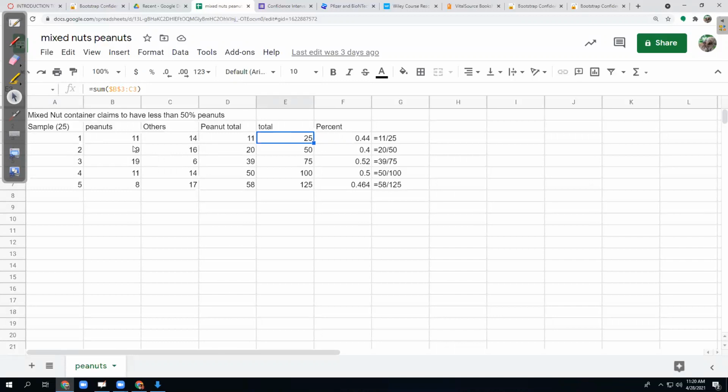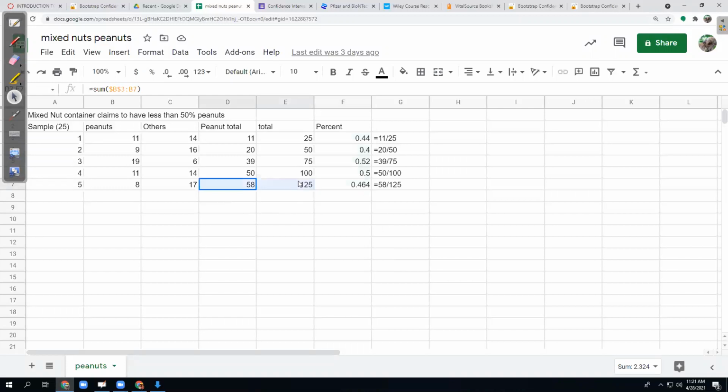So I had 11 and 14 for the 25. And then I took another 25 for a total of 50. That second sample of 25 was 9 out of 16. So notice I have different proportions going along here. But then I just kept adding them up. So after my 4th try here, out of 100 nuts total, 50 of them were peanuts. And then I did one more, so out of 125, 58 were peanuts. And then I calculate the percents over here.